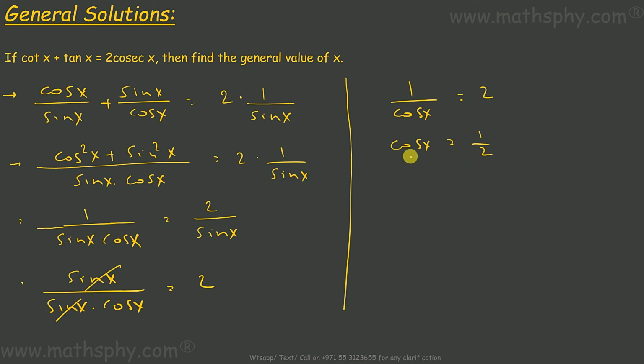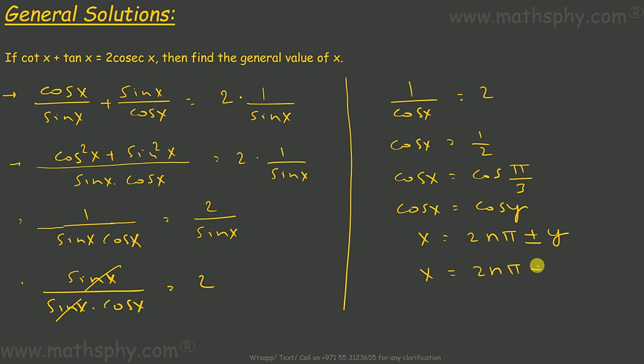We know that value of cos x equals 1 over 2, which is cos x equals cos pi over 3. Cos pi over 3 is 1 over 2. It means we can use cos x equals cos y, where x is equal to 2n pi plus minus y. So x would be 2n pi plus minus pi over 3, where n is an integer. Alright?